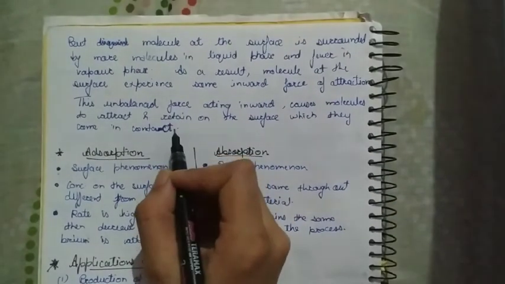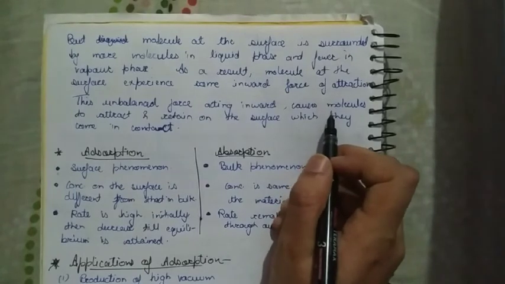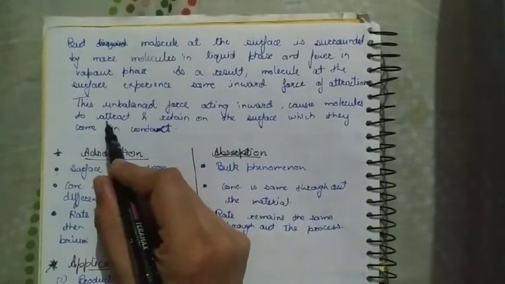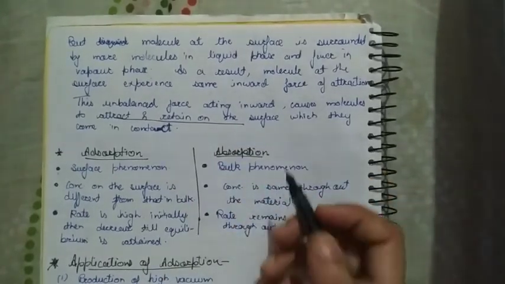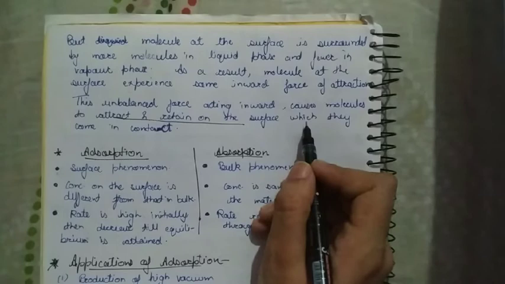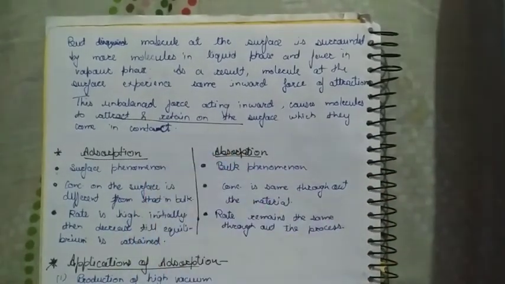Due to this unbalanced force or inward force experienced by the molecules on the surface, they have a tendency to attract and retain molecules on the surface of the substance. So this unbalanced force is the main reason behind the attraction and retention of molecules on the surface.